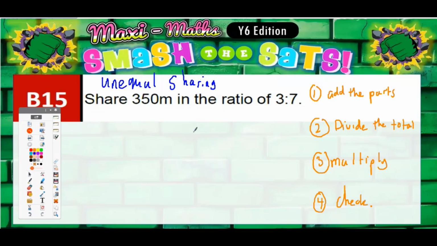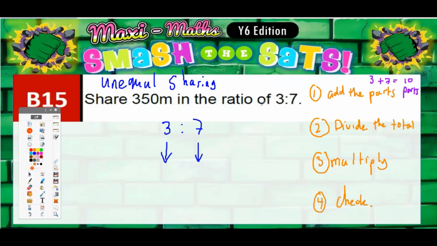there's an unequal share. So what I suggest you do first is write down the two numbers in the ratio and drop an arrow off both numbers, and you follow the 4 steps at the side. So we've got 3 parts and 7 parts. If we add those parts together, 3 plus 7 gives us 10 parts. So we get the total number of parts first.